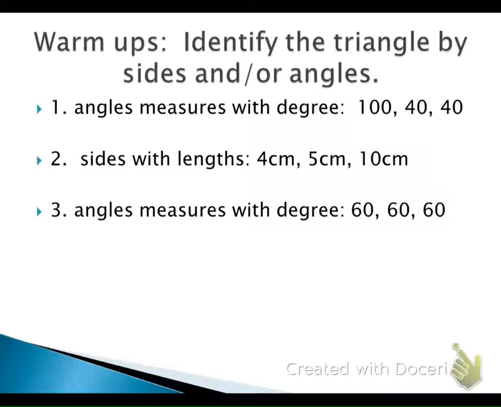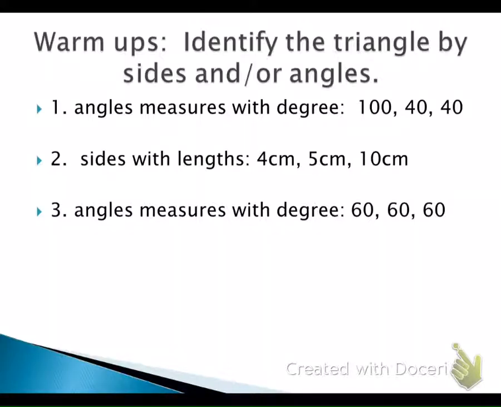We are identifying triangles by sides and or angles. To identify by sides, we have three options: scalene, equilateral, and isosceles. For angles, we have four options: right, acute, obtuse, and equiangular.